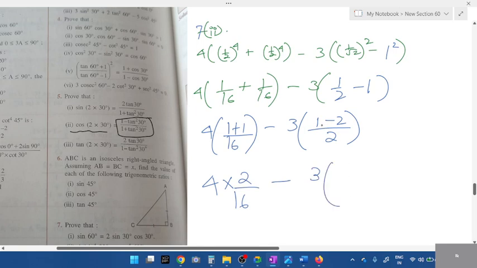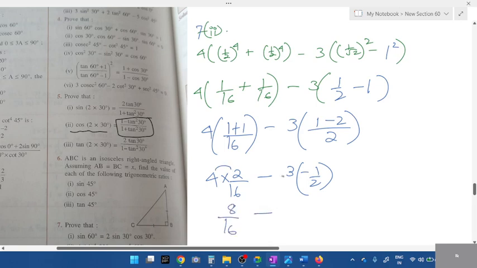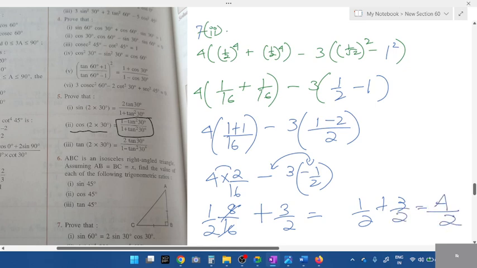What is 1 minus 2? Can you tell me 1 minus 2? Minus 1, right? Minus 1, yes. Minus 1 by 2. Now, I can cancel 4 ones. How many times it goes? 4 is a. Or let me keep it. Multiply this. 4 twos are 8. 8 by 16 minus. When I open the bracket, I get minus into minus is plus 3 by 2. So that is equals to, if I reduce this, 1 by 2. So 1 by 2 plus 3 by 2. LCM is 2. 3 plus 1 is 4. 4 divided by 2. If I reduce it, we are getting 2 as the answer.